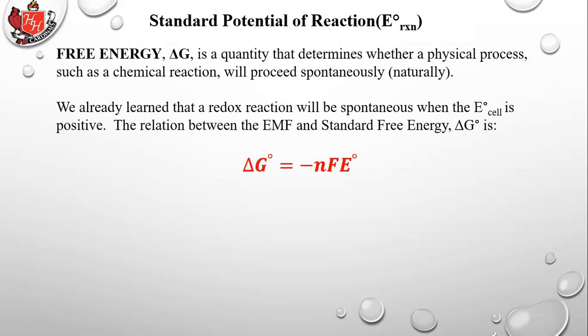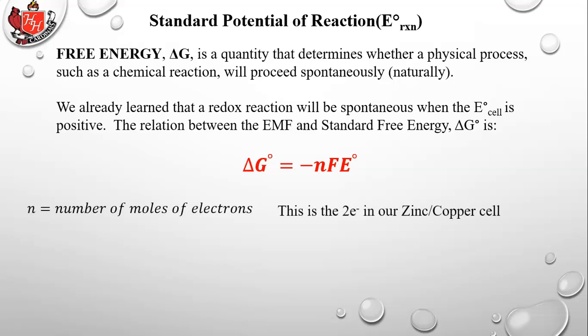So the standard delta G, that standard free energy, equals negative nFE. The n is the number of moles, and that's simply, in the case of our zinc-copper reaction, those 2 e minus. It's those 2 electrons, in other words. You can think of that as 2 moles. So it's simply that number for n is going to be a 2. F is something called Faraday's constant. It's just a standard constant number. We'll talk about that in a second. And E is the standard potential of the reaction, in this case the 1.1 volts that we got on the last slide. So n is the number of moles of electrons. This is the 2 e minus in our zinc-copper cell.